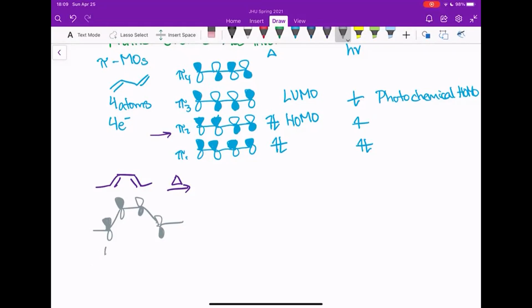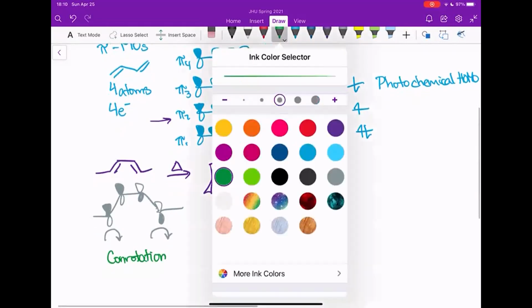When these two bonds rotate inwards, your fingers will be going in opposite directions. That way, when you create your final product, they should be a wedge and a dash so that they're opposite each other. Another term that might come up is that this rotation is called conrotation, and that's just because you're rotating in the same direction.